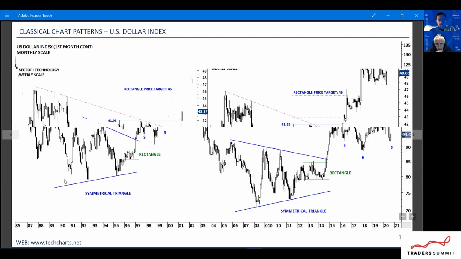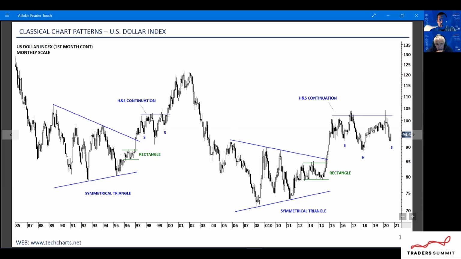Symmetrical triangle, this is what I see it as. Prior to that, a rectangle. The breakout takes place, and this is not that clear, but possibly a head and shoulders continuation that completed on the upside. Now, when we look at the price chart on the right-hand side here, this symmetrical triangle completed with a rectangle launching pattern, and symmetrical triangle breakout at the same time, followed by a consolidation.